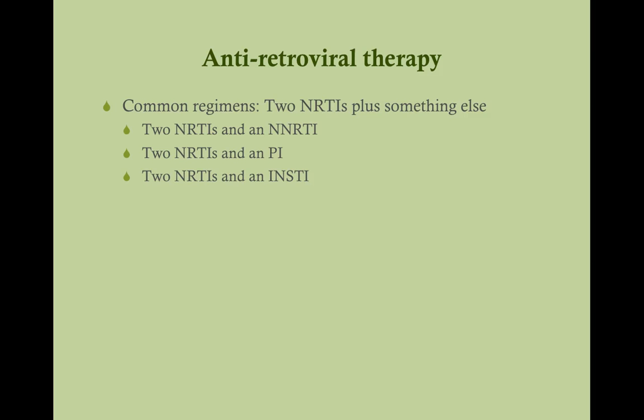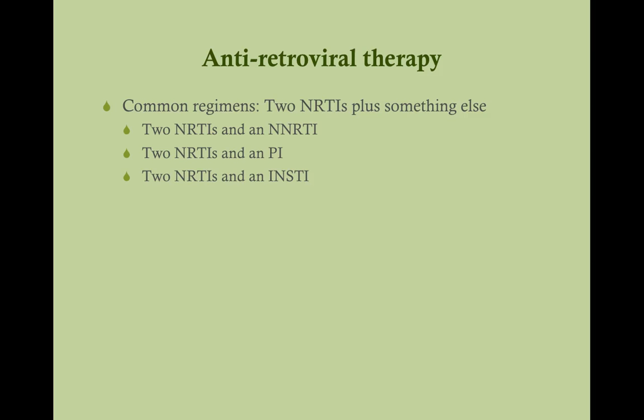So one wrong answer choice might have 1 NRTI, an NNRTI, and a protease inhibitor. One might have 3 protease inhibitors. One might have 2 NNRTIs and a protease inhibitor. The right answer is always going to be the one that has 2 NRTIs and then at least one drug of another class.